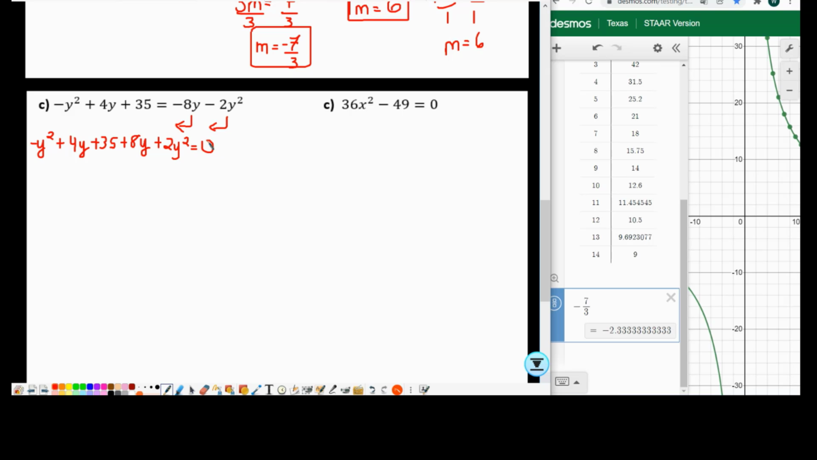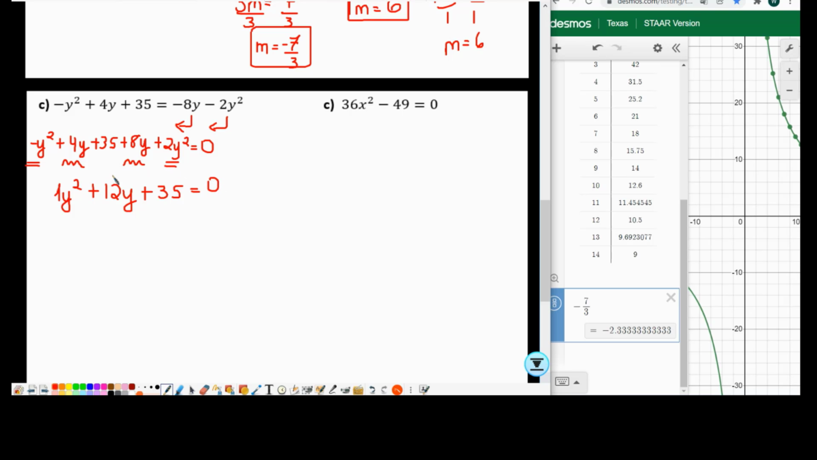And I'm going to set it equal to 0 because now everything moves. So I'm left with 0. And that's exactly what I want. Now I'm going to combine the y squares. So this will be 1y squared. Then I'm going to combine the numbers with y. So 4 plus 8 is 12y. And 35, we're going to bring it down. There we go. Equals 0.